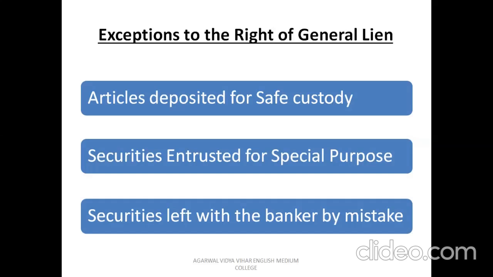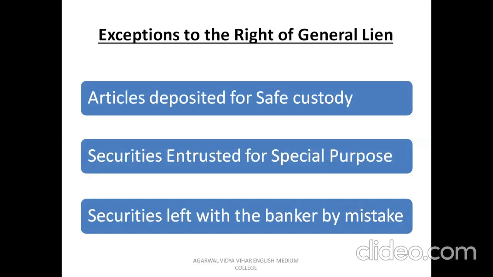These are all the exceptions to the right, where the banker cannot exercise the right of general lien in some types of situations. Which are they? The first situation is when the customer, or any debtor, deposits or transfers any article, goods or security for the purpose of safe custody. At that time, the banker has to perform as a bailee. The banker cannot exercise the right of general lien as a banker.